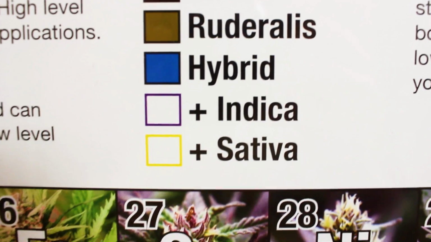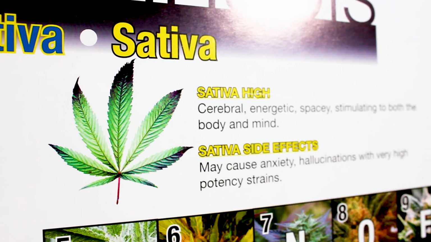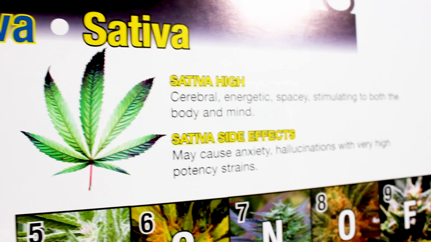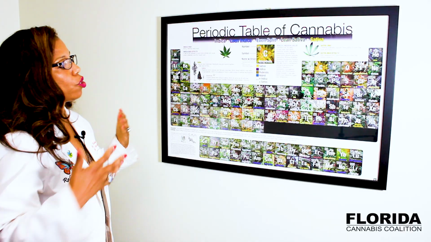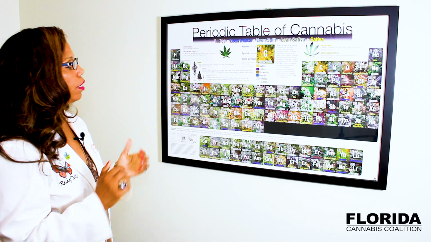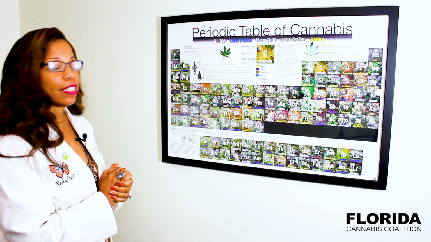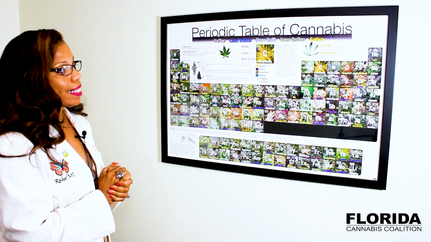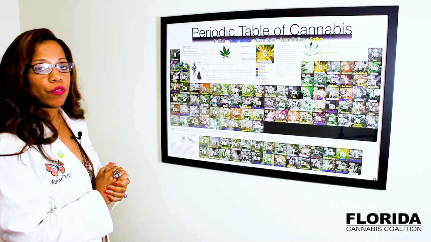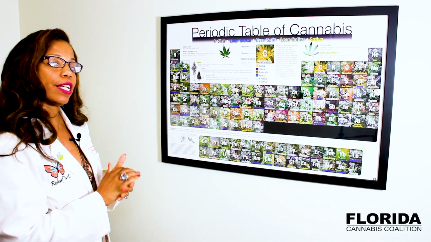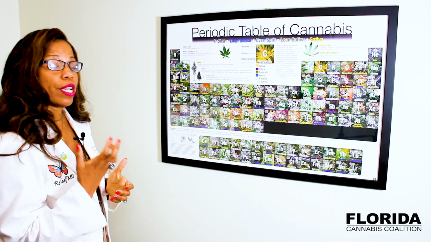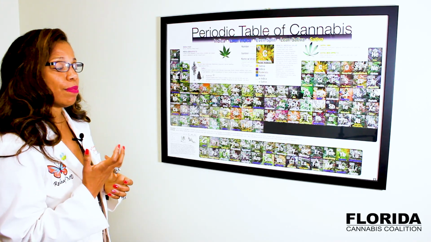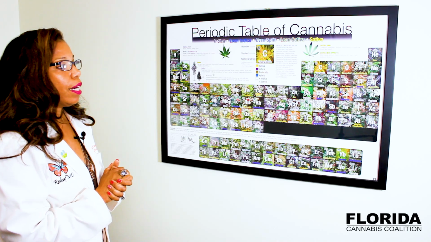So Sativa is a tall, lanky, branched plant. I call it the supermodel of cannabis because it's tall and it has narrow leaves, and it also has a high level of THC. Sativa is responsible for the cerebral and energetic effects of cannabis. It is a daytime strain of cannabis. It's a daytime medication, if you will.